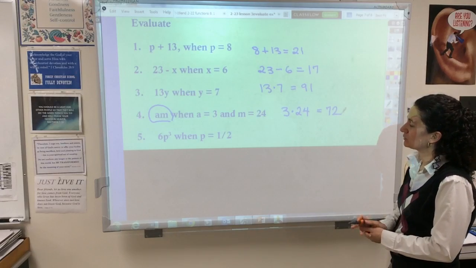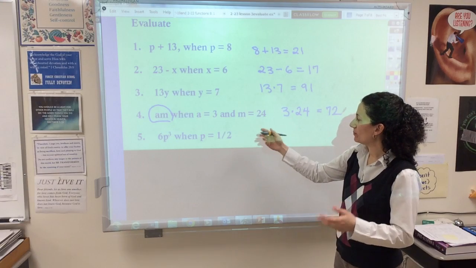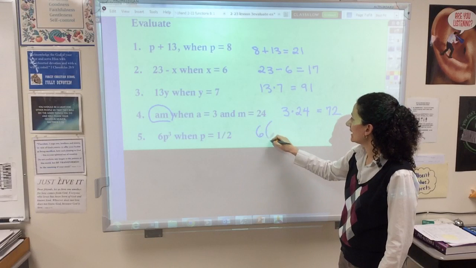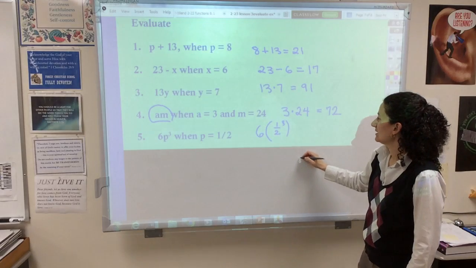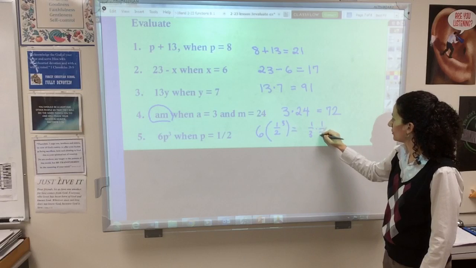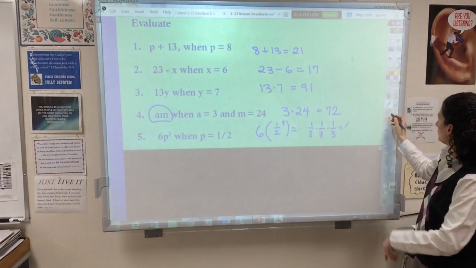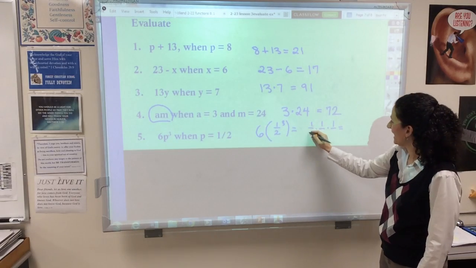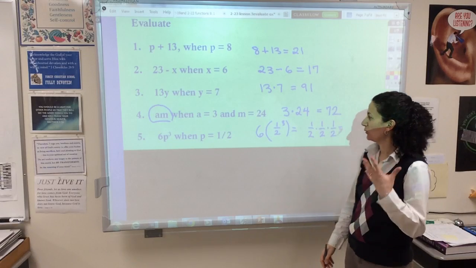And here comes the hardest one. 6 times p to the 3rd power when p equals a half. So what I have here is I have 6 times 1/2 raised to the 3rd power. So that means I've got 1/2 times 1/2 times 1/2. Oops, I'm sorry, I wrote that wrong at first. It's 1/2 to the 3rd power, not 1/3.